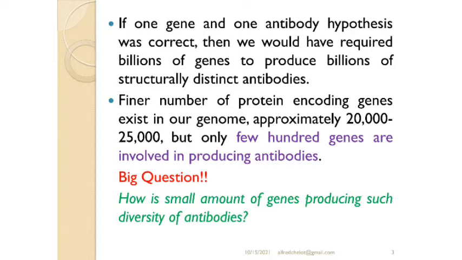So if the one gene, one antibody hypothesis was correct, then we would have required billions of genes to produce billions of structurally distinct antibodies. But you need to know there exists a finite number of protein encoding genes in our genome, which is approximately 20,000 to 25,000, and out of these only a few hundred genes are involved in producing antibodies. So the question now is, how is a small number of genes producing such diversity of antibodies? And in the course of this presentation we are going to answer this question.